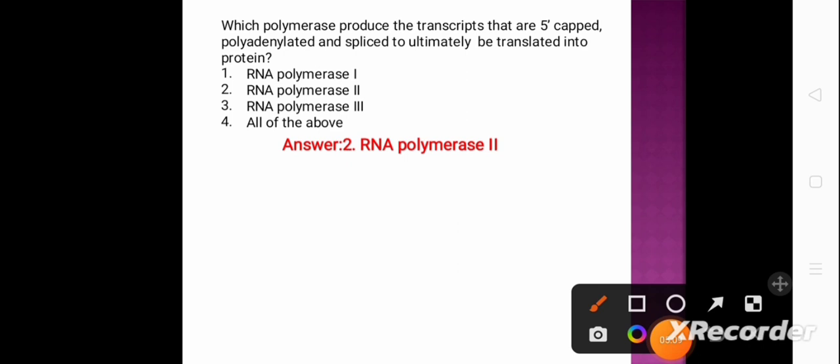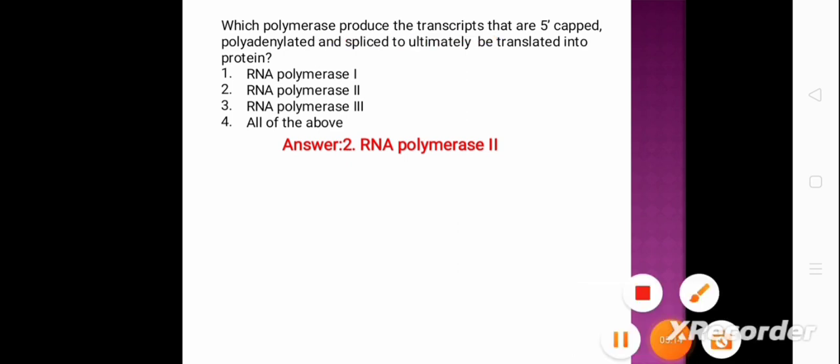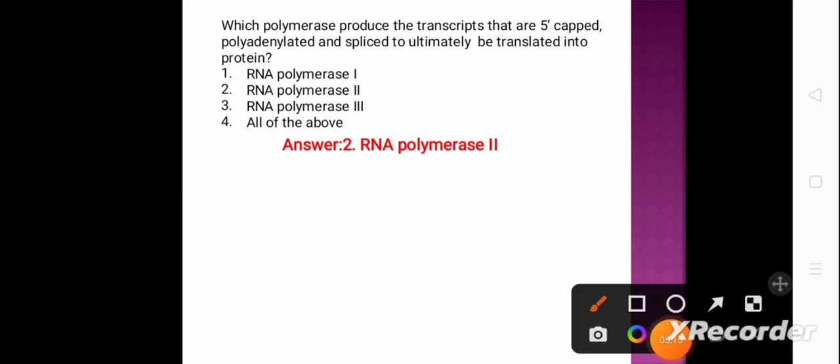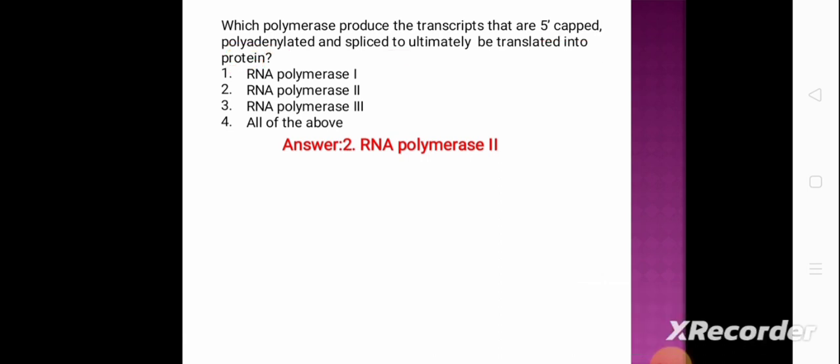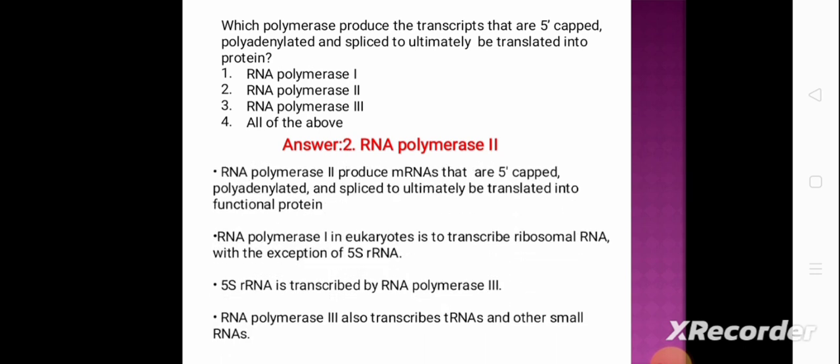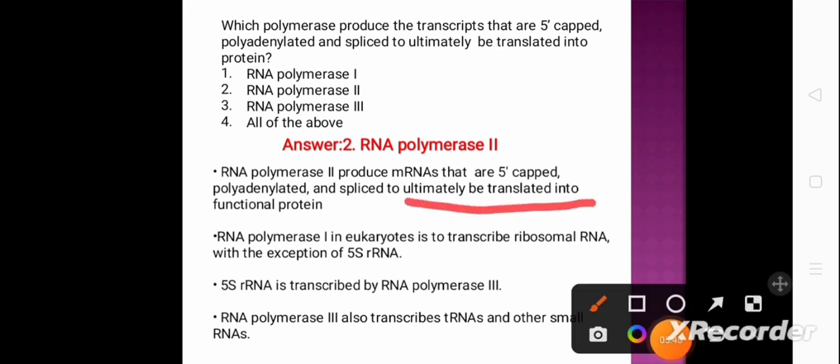Here the question is, which polymerase produces the transcript that is first 5' capped, polyadenylated and spliced, ultimately to be translated into protein? That transcript is mRNA, and this mRNA is produced by RNA polymerase 2. RNA polymerase 2 produces the mRNA that is 5' capped, polyadenylated and spliced to ultimately be translated into a functional protein.